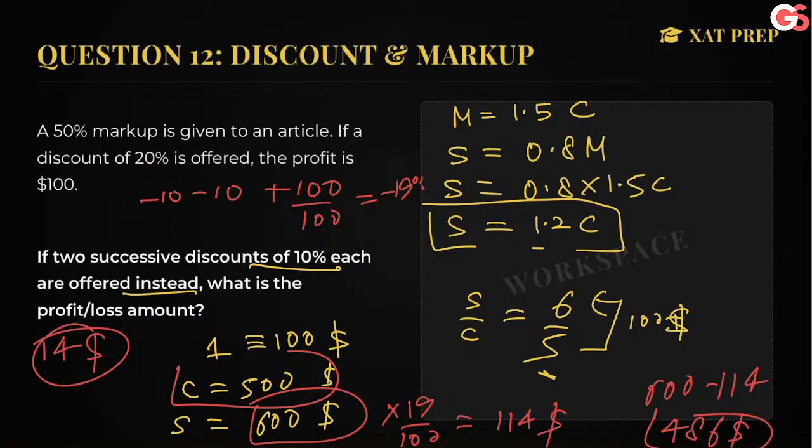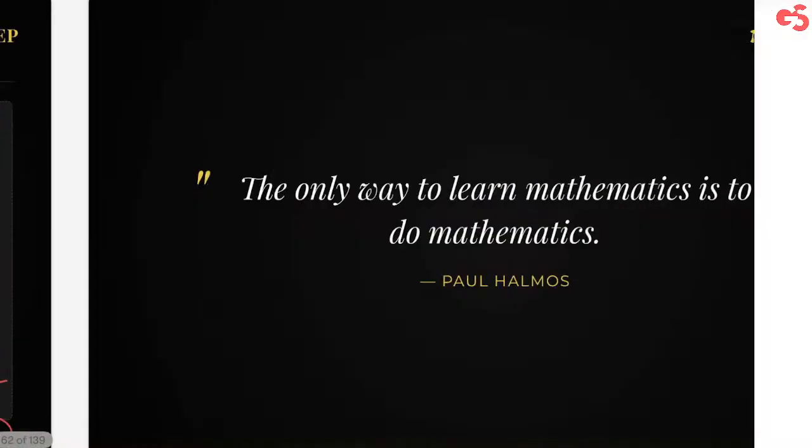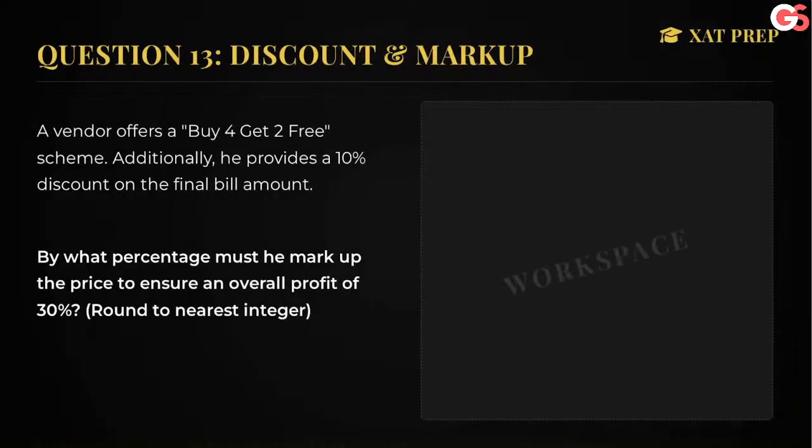ठीक है, आगे बढ़ते हैं. 13th. Exactly, that's the spirit. Gaurav and Haritro. Vendor offers a buy four and get two free scheme. Additionally, he provides a 10% discount. All right, 10% discount on the final bill amount. ठीक है. What percentage must he mark up the price to ensure an overall profit of 30%?